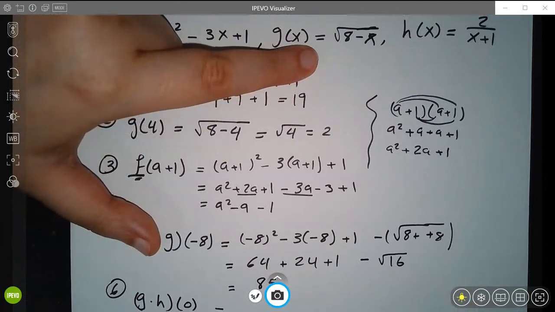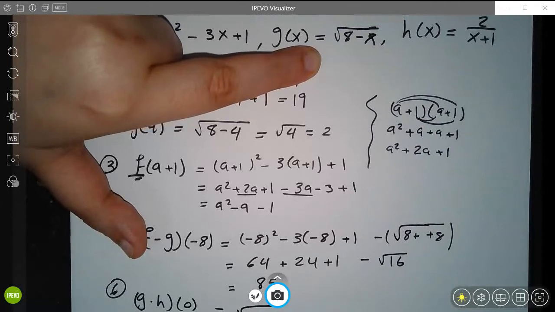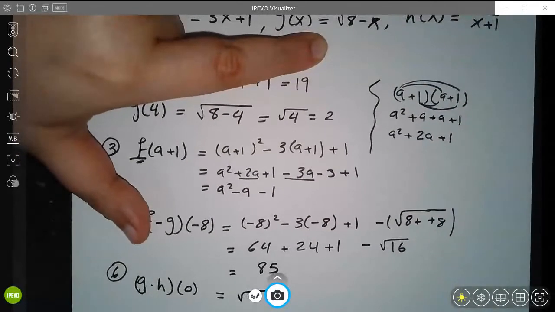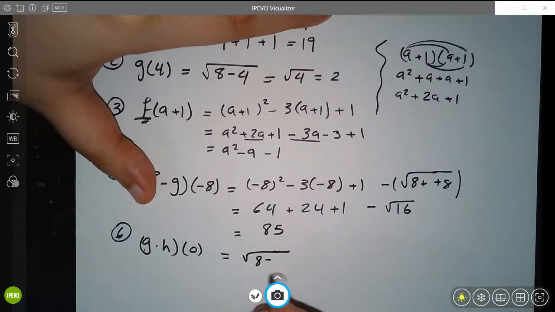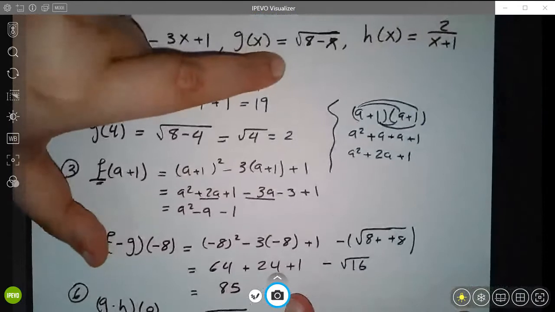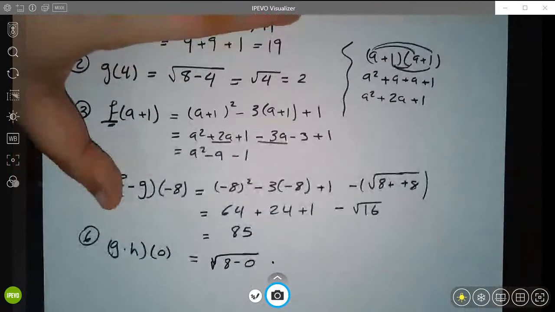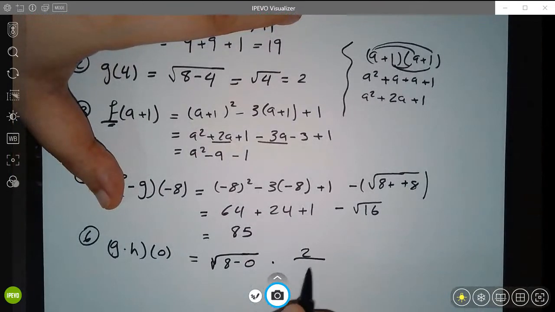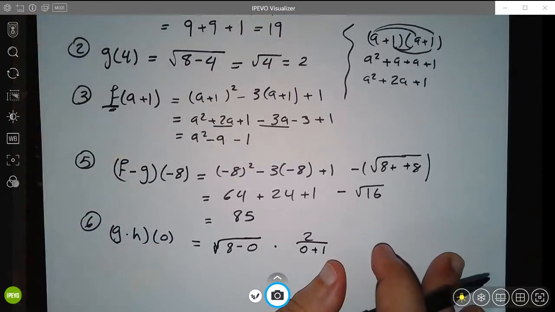Start with g, which is root of 8 minus x. So I'm going to write the root, trying to get everything to fit. So root of 8 minus, instead of x, it's 0. So that was g. Now, times. Let's look at what h is. H is 2 over x plus 1. So here I come: 2 over, instead of x, it's 0 plus 1. Every x got replaced by the 0.